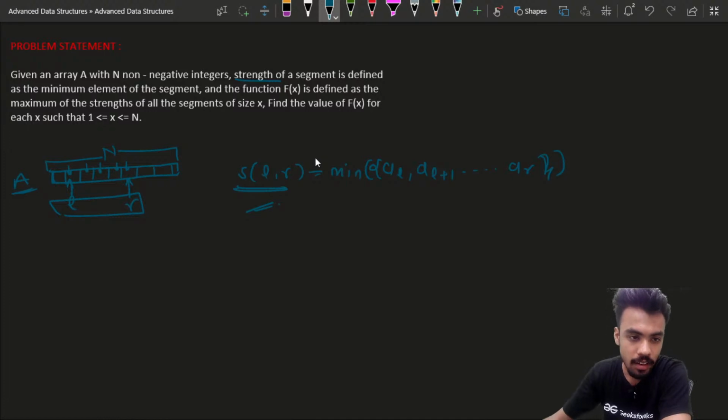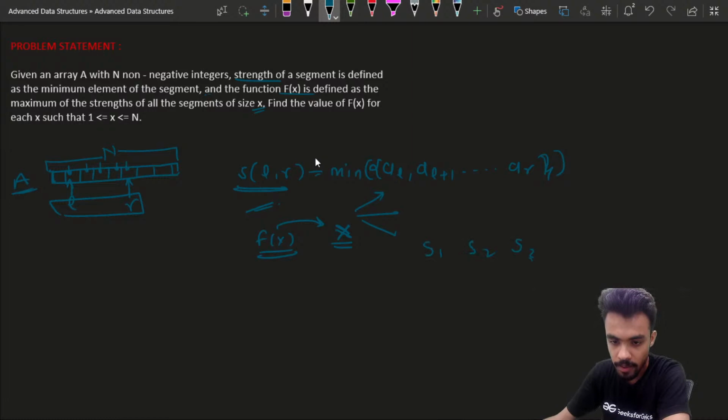Then the function f(x) is defined as the maximum of the strength of all the segments of size x. We take all the possible segments of size x and calculate the strengths for all of them. Suppose s1, s2, s3, s4 are the strengths of all the possible segments of size x, then the maximum among all these values is defined as f(x). This is how the strength and f(x) are defined.